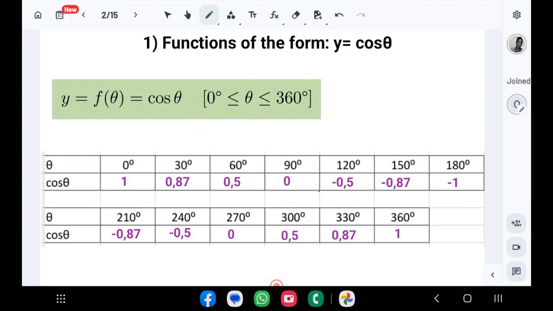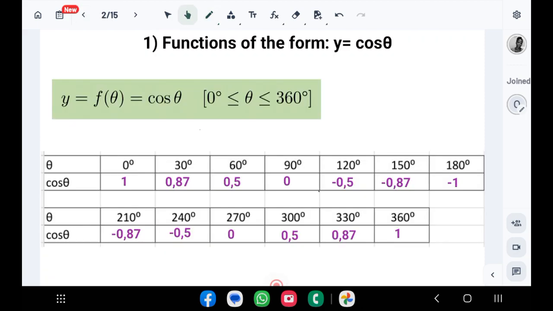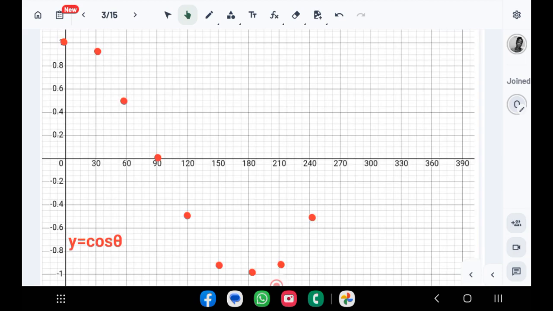Okay, next one. 240, that is negative half. Negative half is over here. Negative 0.5 is over there. So we plot it there. All right, next, 270. At 270, that is 0.